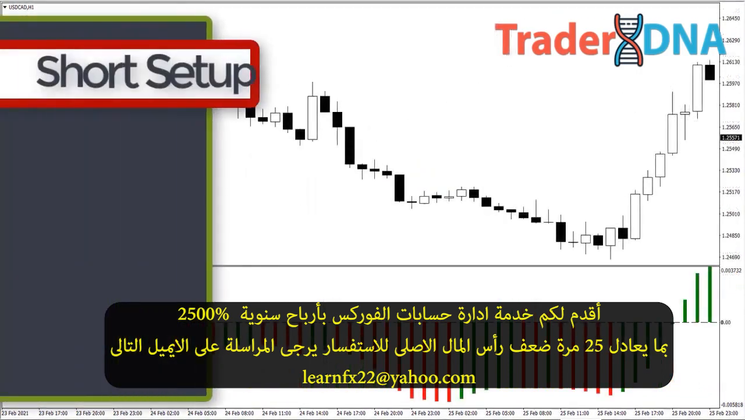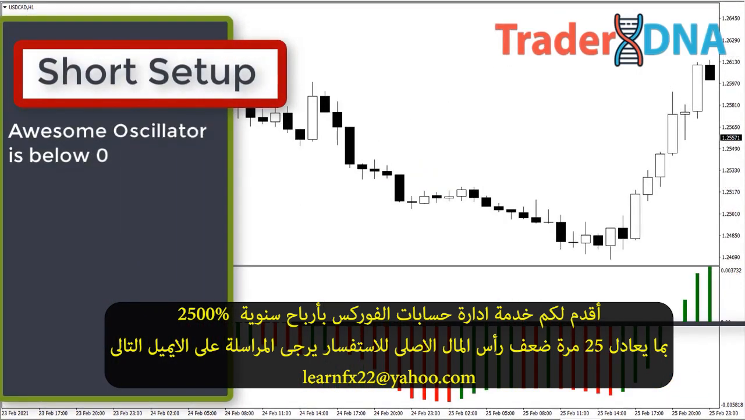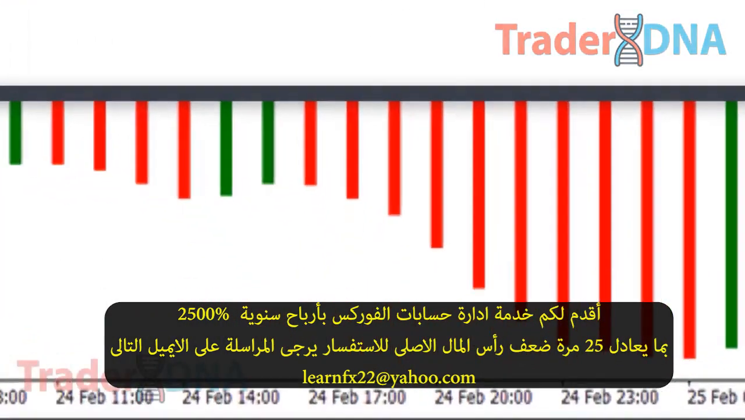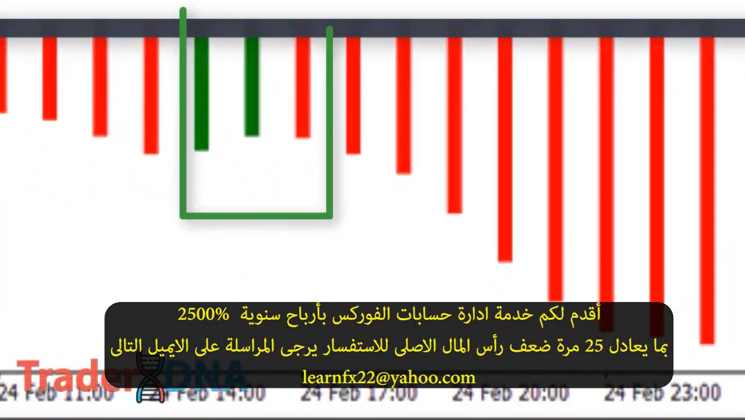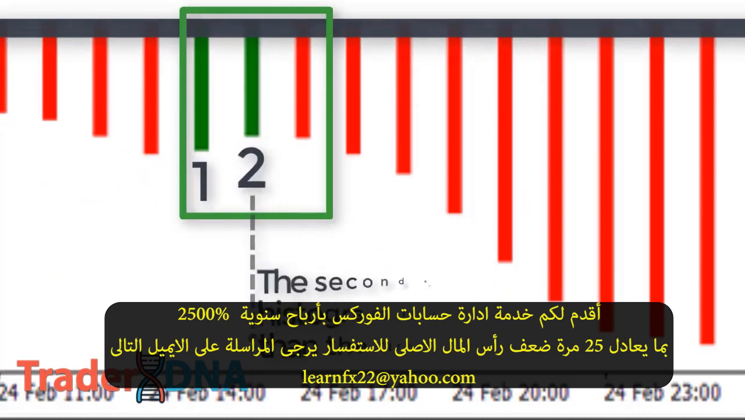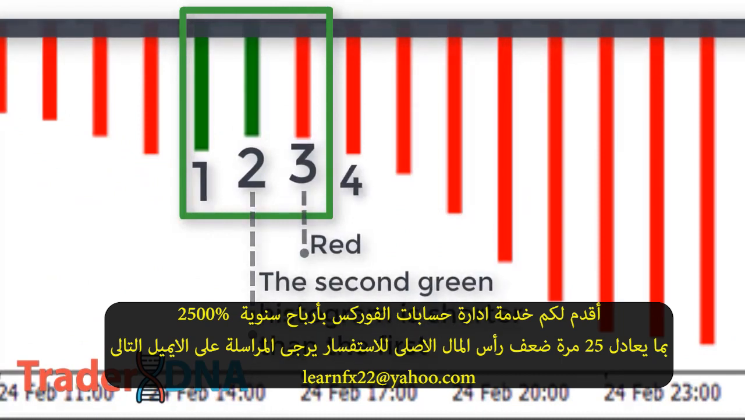Short setup. Awesome oscillator is below zero. There are 2 consecutive green histograms. The second green histogram is shorter than the first. The third histogram is red. Trader shorts the fourth candlestick on the open.